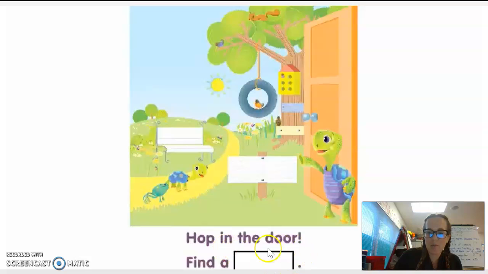Okay, what shape is this? I see it has 4 sides and 2 of them are the same and 2 of them are different. So we call that a rectangle. Okay, where can you find a rectangle in the picture?